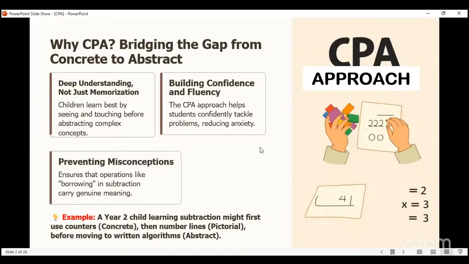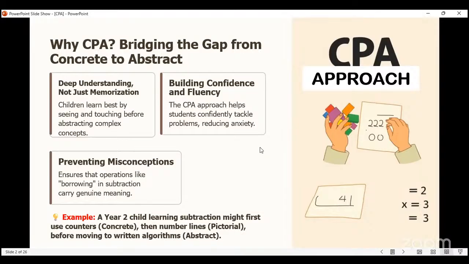As you can see on the slide, the CPA brings about deep understanding, not just memorization. It builds confidence and fluency, and it prevents misconceptions. Look at the example. A year two child is learning subtraction. They first use counters, which is concrete, then a number line, which is pictorial, before moving to written algorithms, which is abstract.